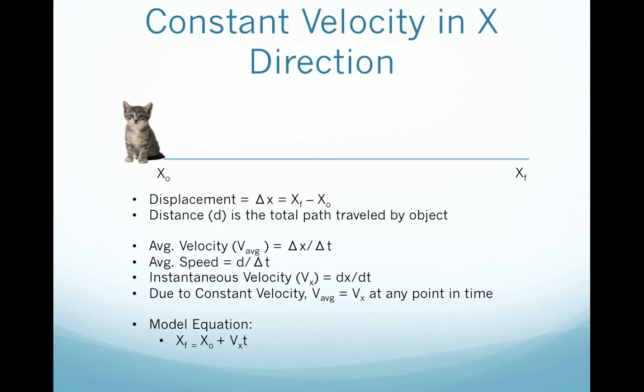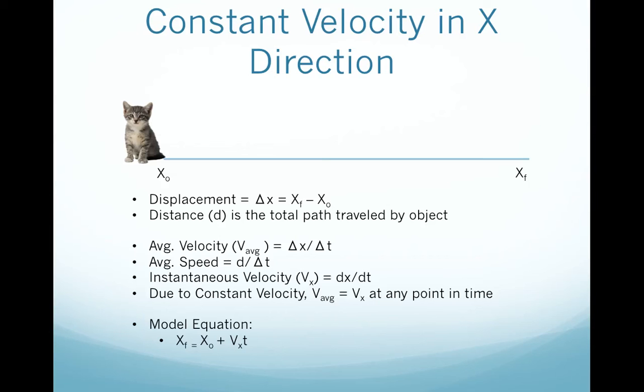In the first example, Felix is experiencing a change in position in the x direction, which can be characterized by either displacement, which is his final minus his initial position, or distance, d, which is his total distance traveled over his time. The cat is also traveling at a constant velocity. Velocity is measured by the change in position over the change in time.